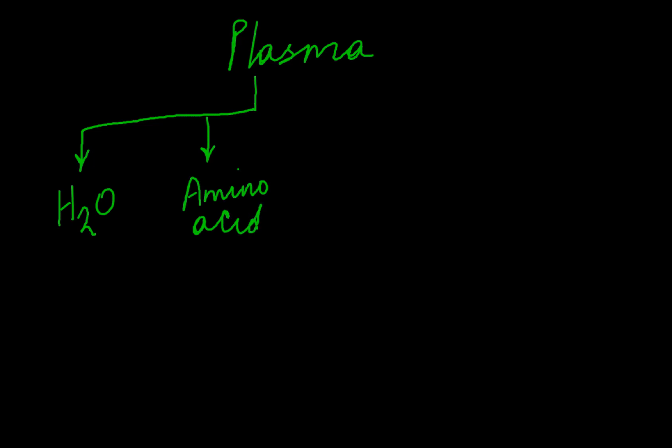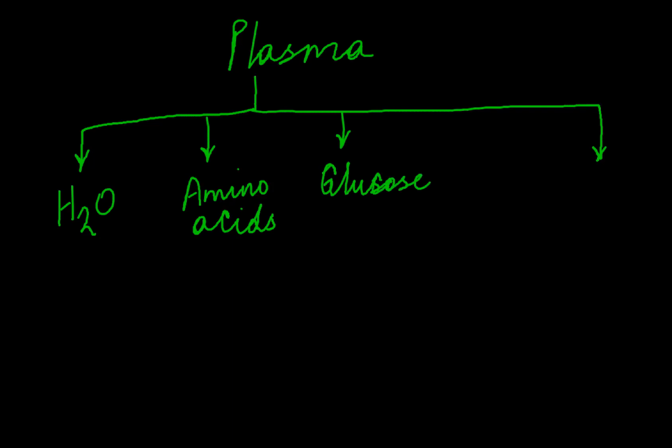Now see, what does plasma contain? Plasma has water, mostly water, and it has amino acids which will be carried to the cells to make proteins. It will have glucose which will be taken to the cells to make energy by respiration. So amino acids will be used to make proteins. Glucose will be used for respiration.